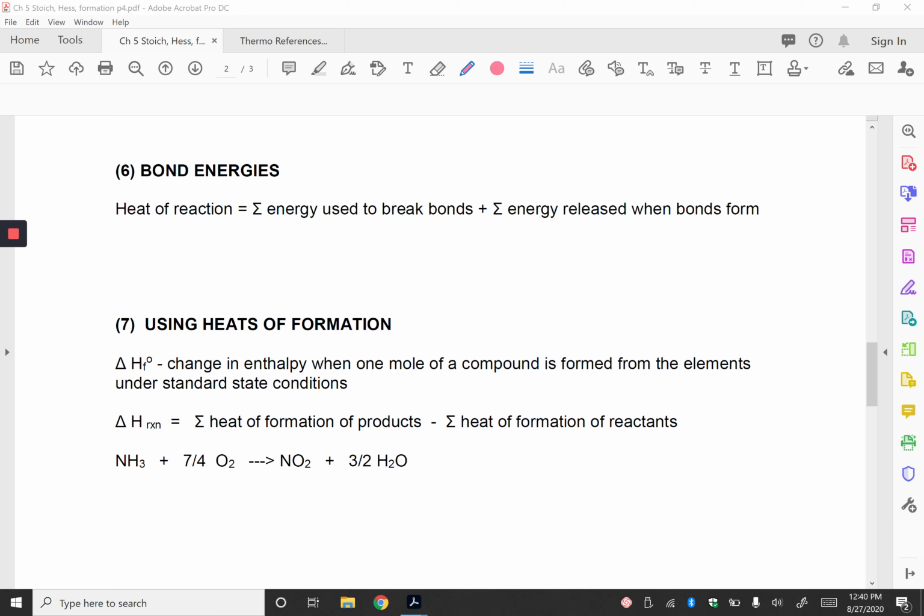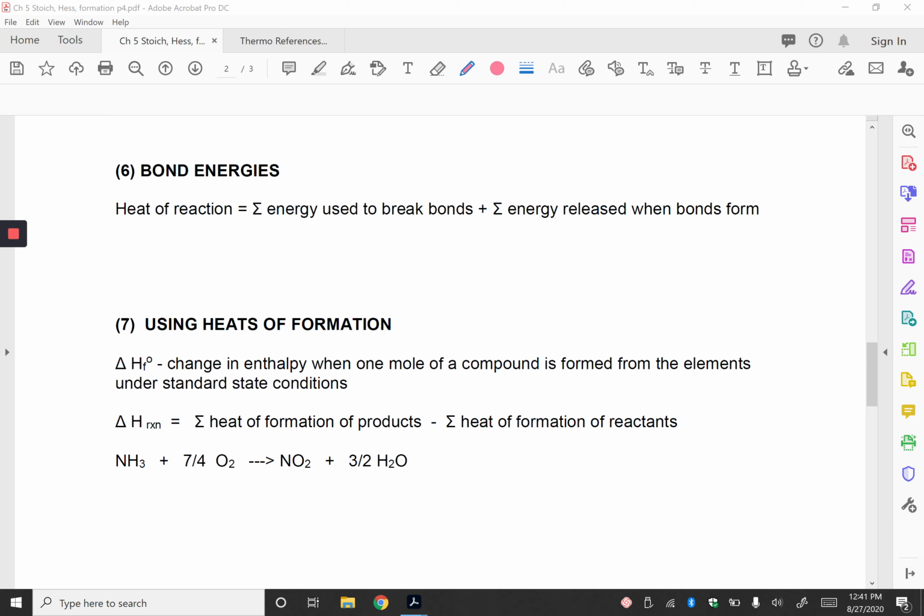Today we're going to talk about bond energies and heats of formation. We're actually going to talk mostly about heats of formation. Bond energies we're going to mention very quickly, because we are going to talk more in depth about bond energies in Chapter 8. The reason for that is in order to calculate bond energies, you need to draw your Lewis dot structures, and we have not reviewed that yet in AP Chem.